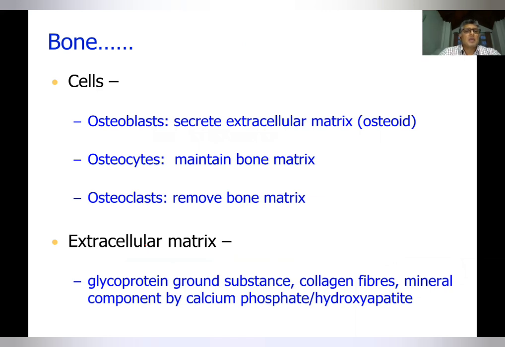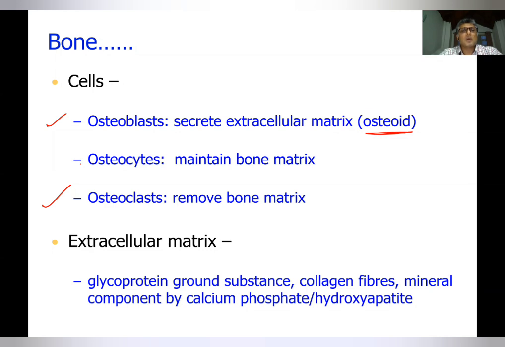And again, when it comes to the general arrangement, like in any other connective tissue, you get cells and extracellular matrix. The cells in bones are of three types. You have osteoblasts, which are the main cells that lay down the extracellular matrix, which in this case is called osteoid. Then the main cells that remove extracellular matrix: I said bone is always formed, and at the same time it's removed. Removal is done by osteoclasts.